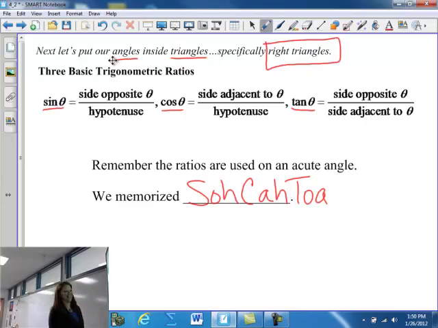A long time ago. Okay, one really, really important thing about the ratios of these triangles. They're used on an acute angle, which means you may never, never, never write sine or cosine or tangent without an angle after it. For right now, we're probably going to have a theta after it.